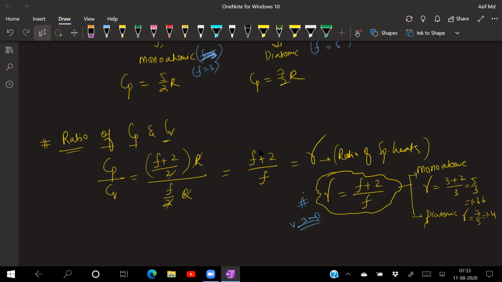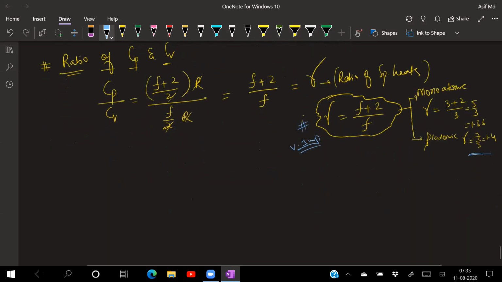For monatomic gas, what is the value of gamma? The number of degrees of freedom is 3, so it is (3 plus 2) divided by 3, so it is 5 by 3. And for diatomic gas, gamma value is how much? F is 5, so it is 5 plus 2, that is 7, so 7 by 5. That is nothing but equal to 1.4. Got it?